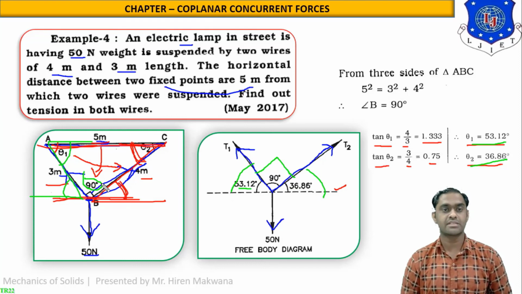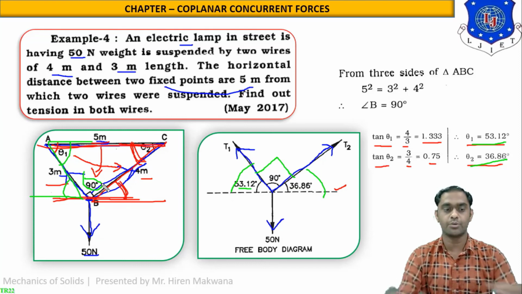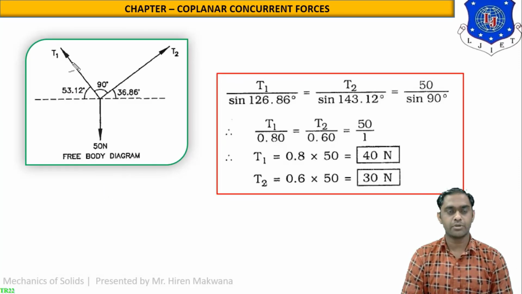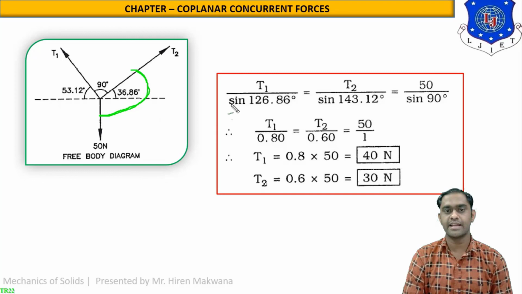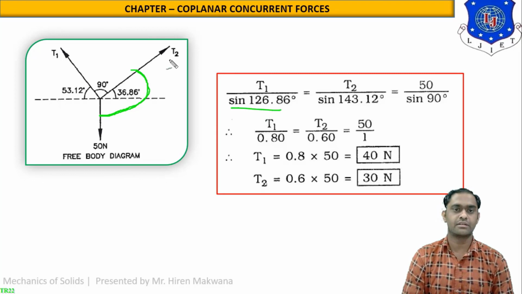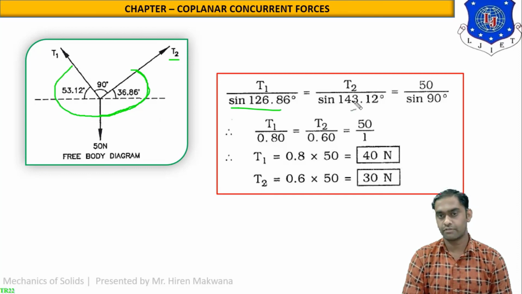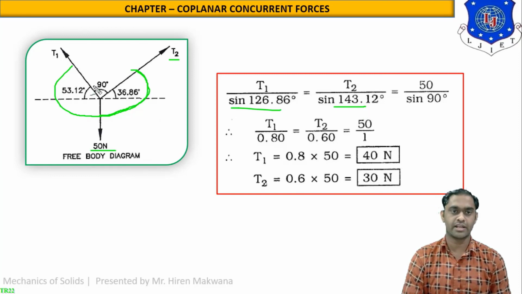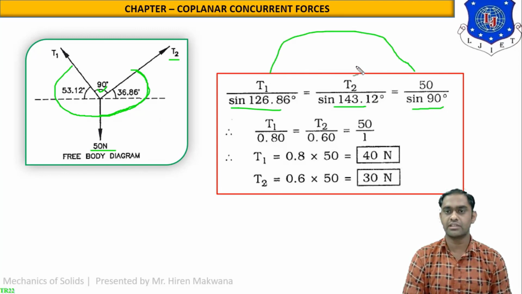Let us see how Lami's theorem is applicable to find T1 and T2. Let us discuss in this figure. So now, if you take T1, then the opposite angle will be this 36.86 plus 90, correct? So it is sine 126.86. What about T2? The opposite angle of T2 will be this 53.12 plus 90, so 143.12. The last force is the weight 50 Newton. So the opposite angle will be 90. So 50 upon sine 90. When you compare first with third, and second with third, the answer will be T1 equal to 40 Newton and T2 equal to 30 Newton.